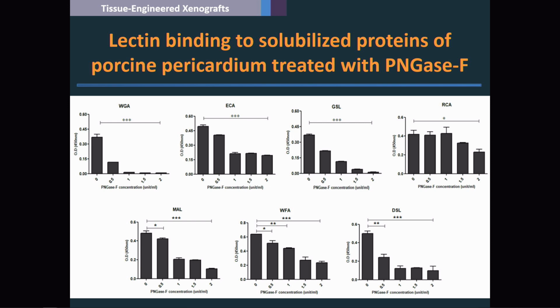We performed the quantitative analysis with ELISA. For WJ, ECA, GSL, ICA, MAL, WFA, DSL, lectin binding to soluble proteins was decreased as the PNGF concentration increased.